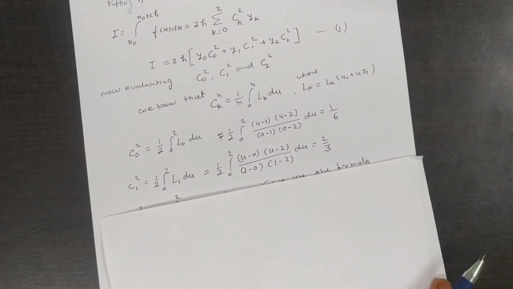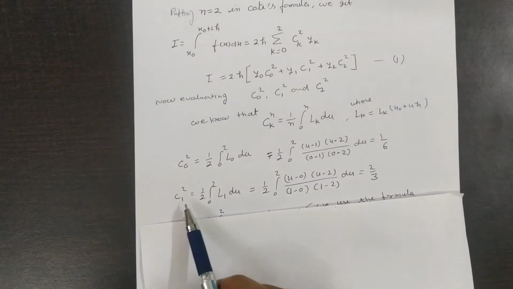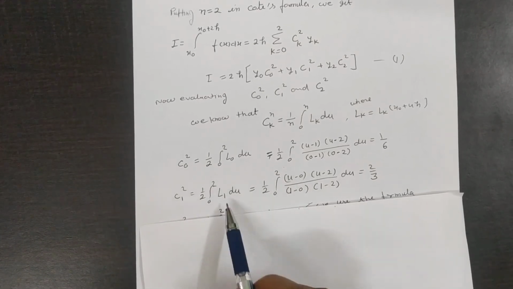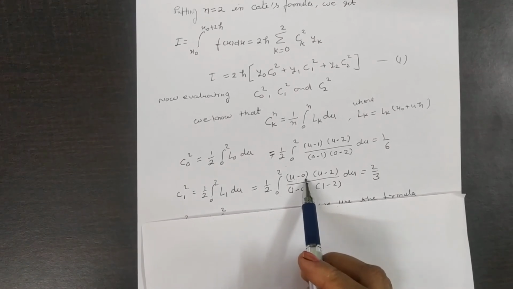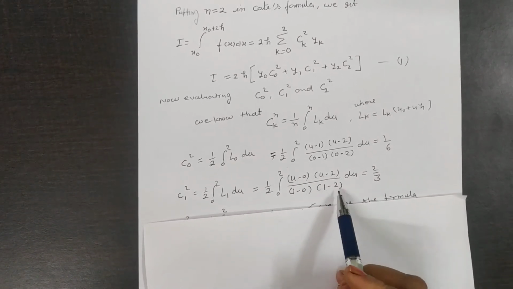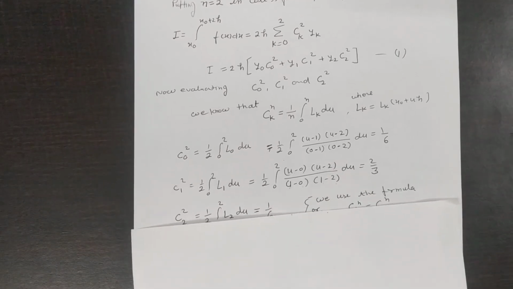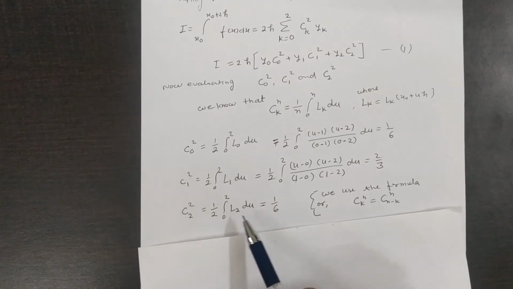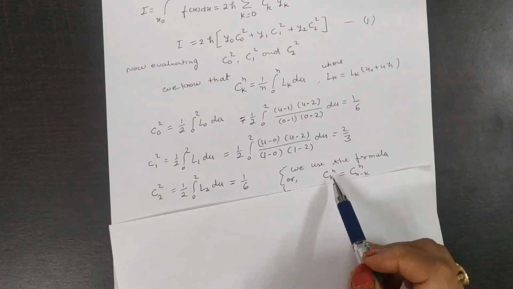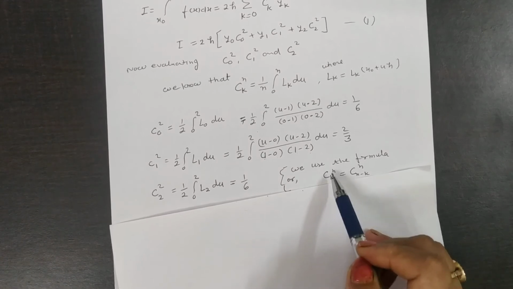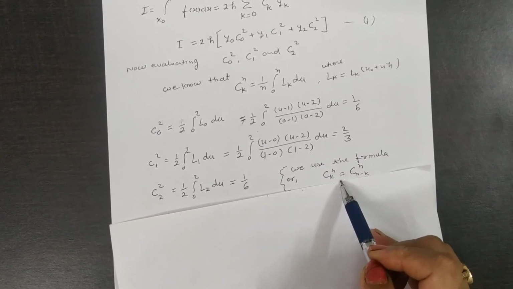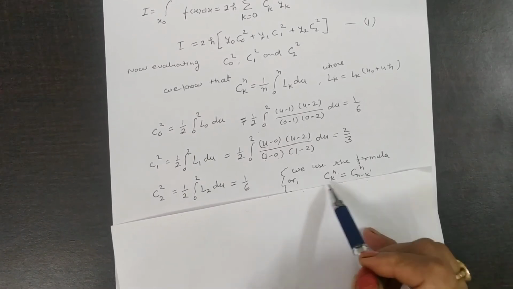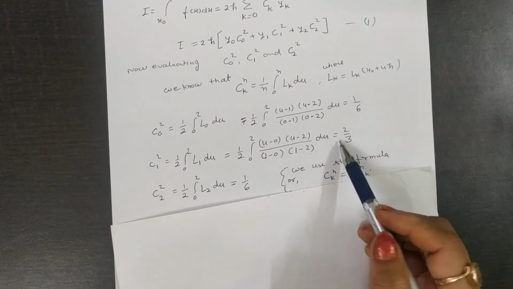Similarly you obtain C_1^2, that is 1 by 2 times L_1, so we have (u minus 0)(u minus 2) over (1 minus 0)(1 minus 2), and you get this value. Similarly for C_2^2 you can obtain the next value. Also, using the result you proved earlier, C_k^n is equal to C_{n-k}^n, you can obtain these values by this method.